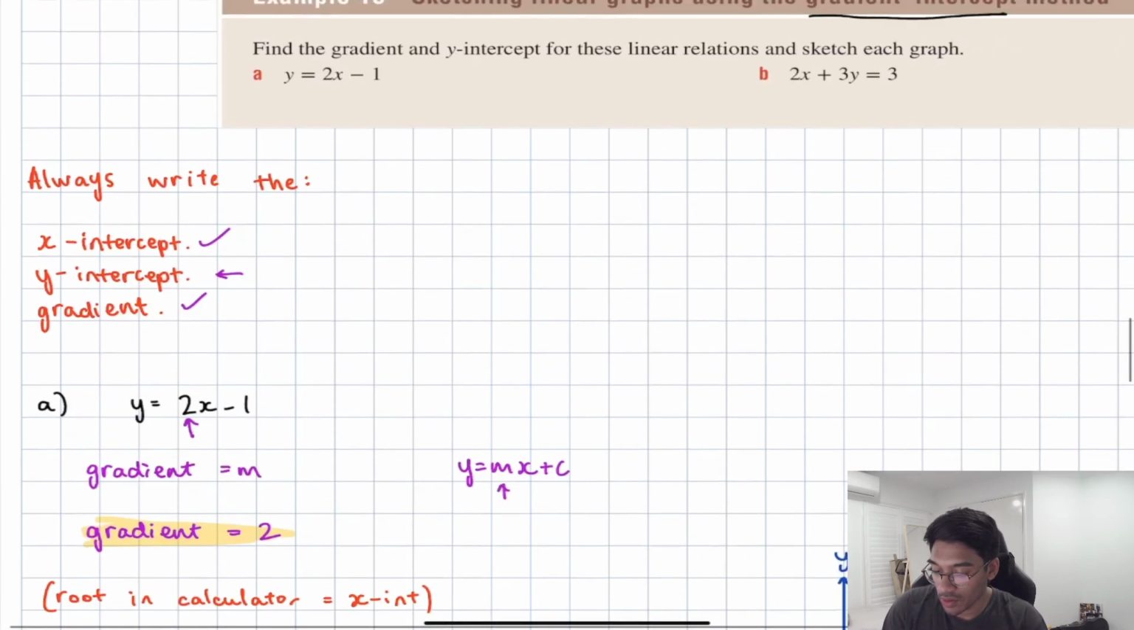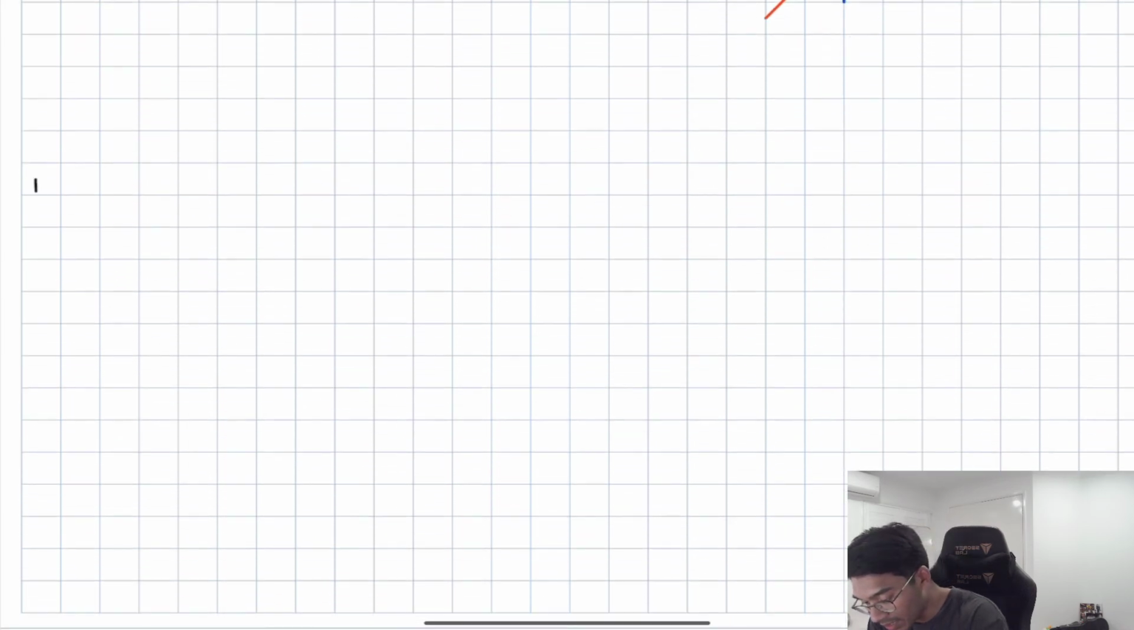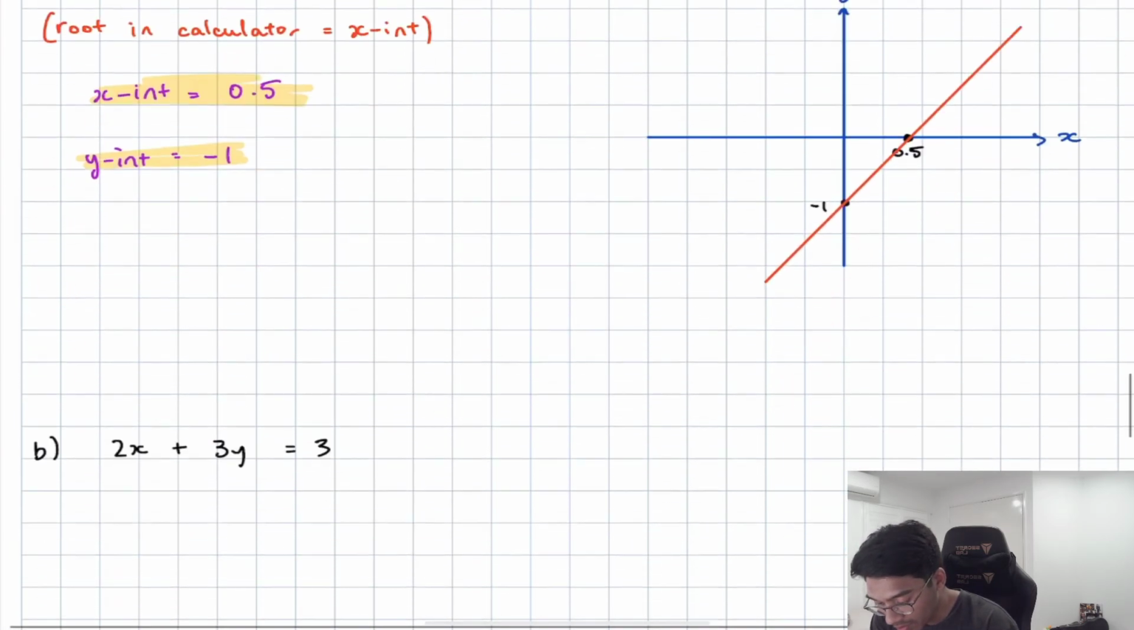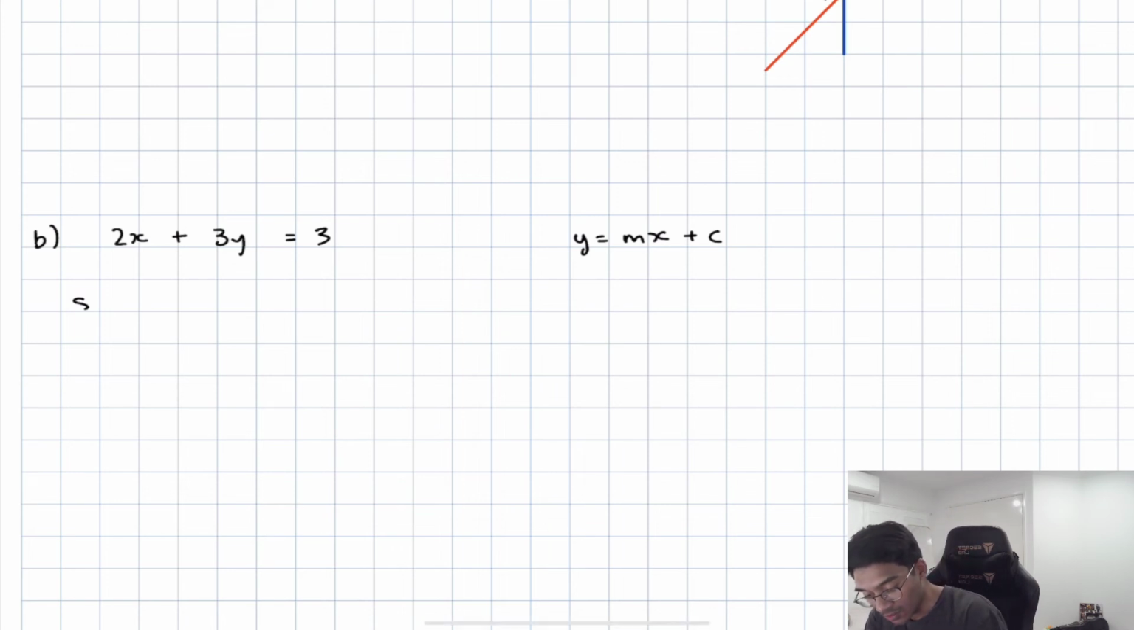So I'm going to do the same thing for the next one: 2x plus 3y is equal to 3. Remember, we always want it in our y is equal to mx plus c form. I can see that it's not like that, so I've got to solve for y. In my calculator, I'm going to do solve 2x plus 3y is equal to 3, comma y.